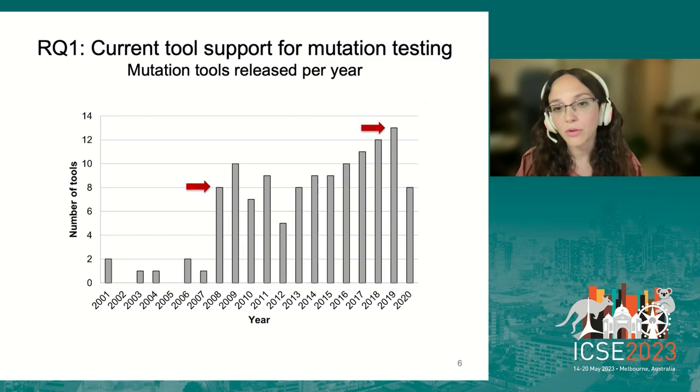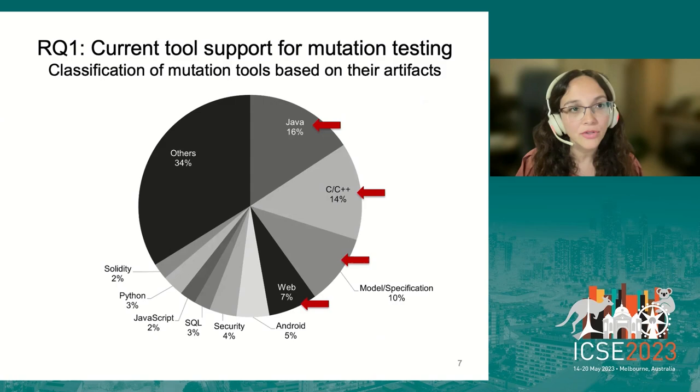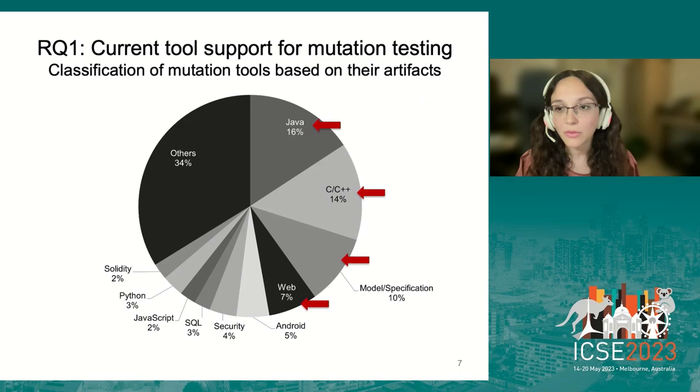This figure illustrates the classification of mutation testing tools based on their target artifacts. Java is the predominant language, followed by C, C++, models and specification languages, and finally web-related technologies.